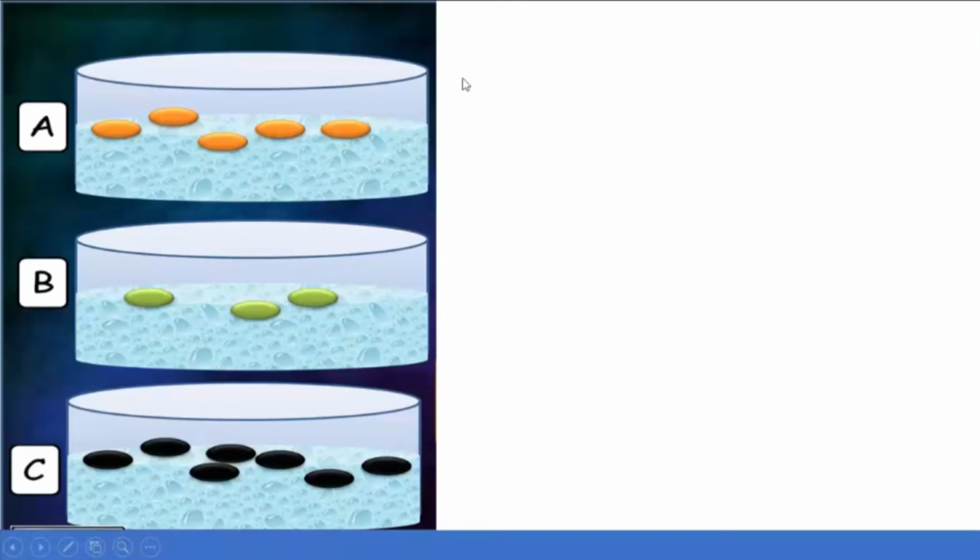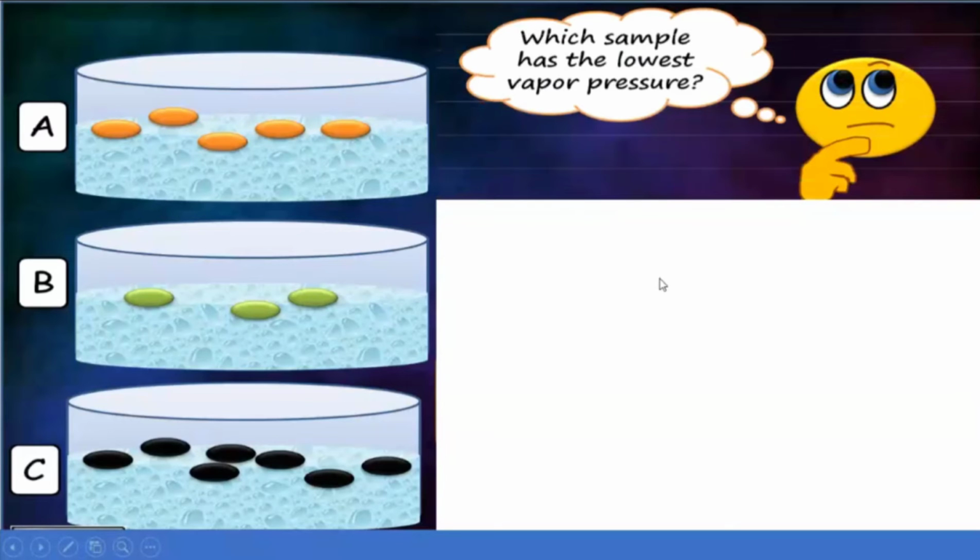You can see this, correct? Everyone can see the image. I have put one image here. Now, the question is, you have to answer this question. Which sample has the lowest vapor pressure? Which sample will have the lowest vapor pressure? You need to answer. So, I have put the question. I thought I will do like a polling.